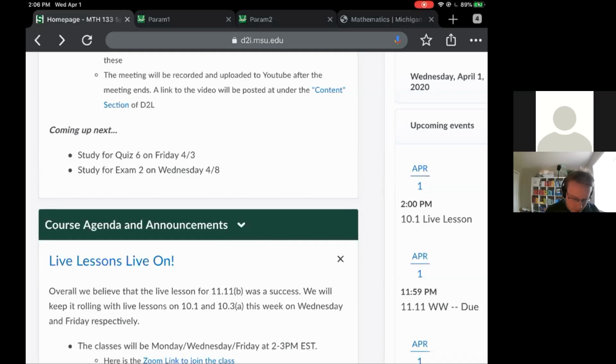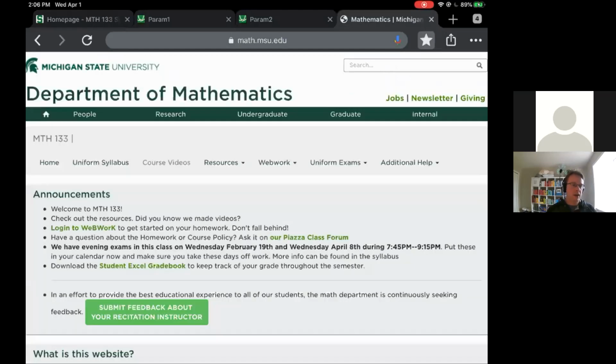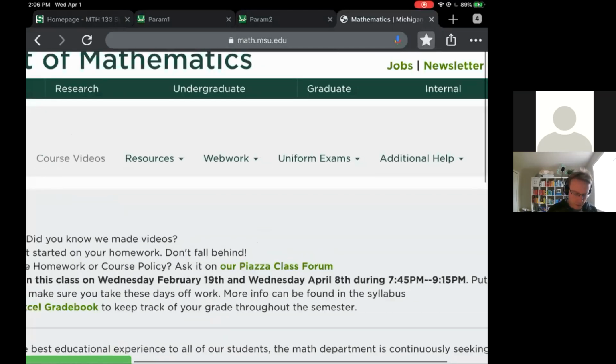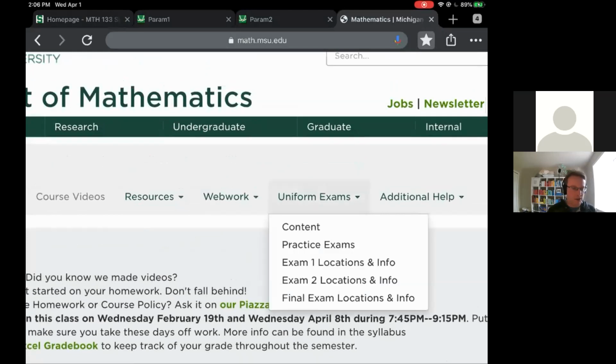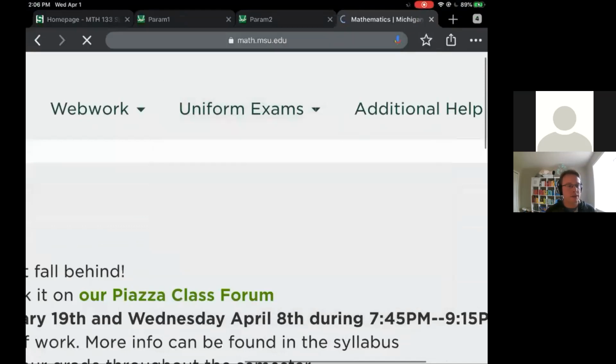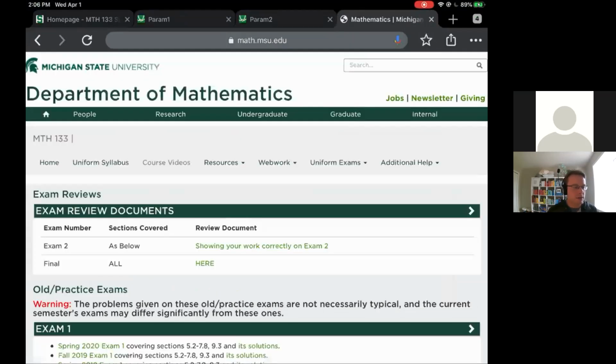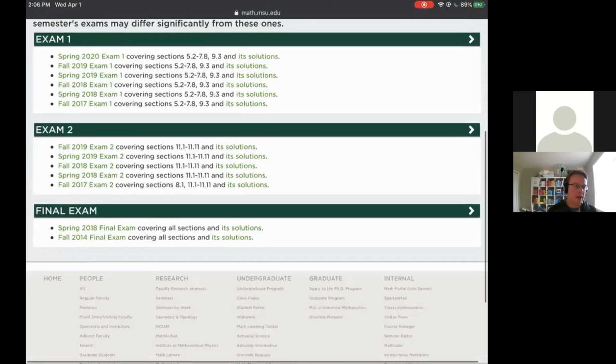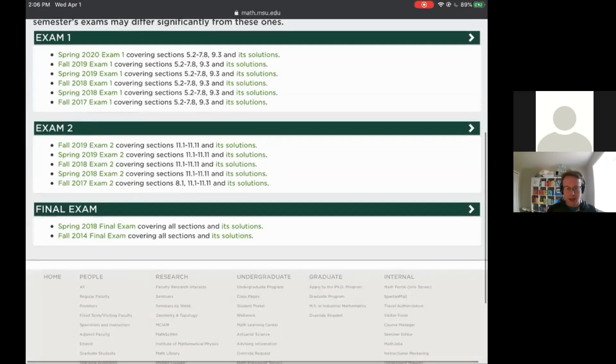Yep, and that's maybe a good segue into the syllabus page, which still has some great information. In particular for the uniform exams, the time and the date have wildly changed, but there's this great link for practice exams. We still have practice exams posted, very similar to what you did for exam 1. We have many exam 2s posted here as well, along with their solutions. So this will be a good resource.